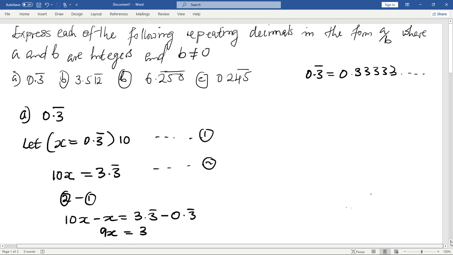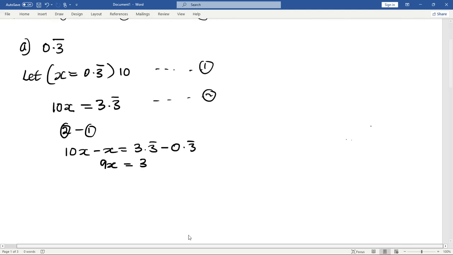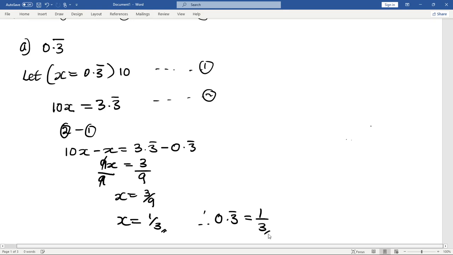Let me just scroll down a bit. Okay, so we have 9x on this side and we're trying to solve for x, so we divide by 9 this side, also divide by 9 this side. Hence we have x being equal to 3 over 9. We can still reduce this: 3 into 3 goes 1, 3 into 9 goes 3 times. So x is simply equal to 1 over 3. Therefore 0.3 bar is simply equal to 1 over 3.